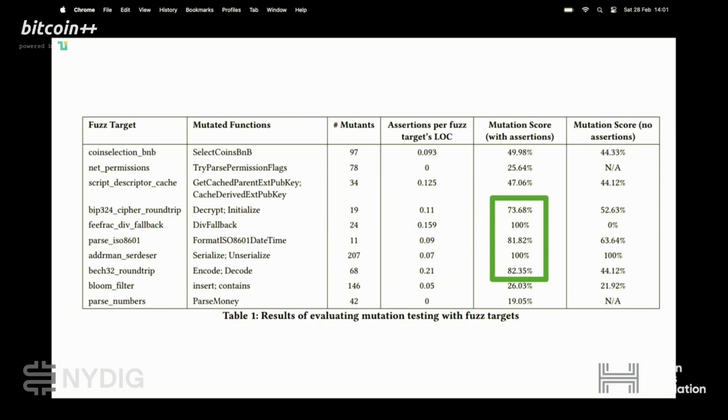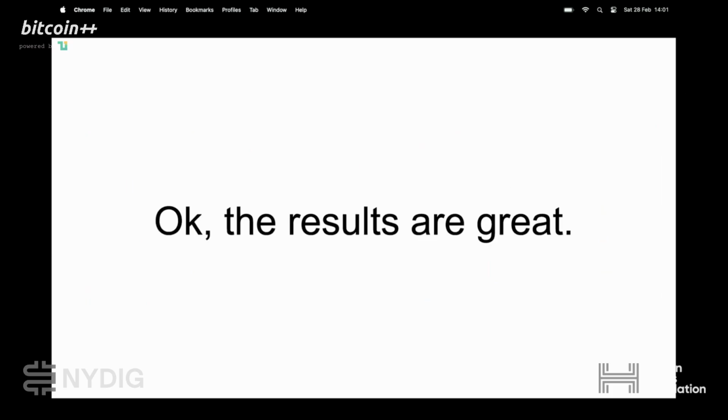So for example, we have 81% and then 63, 82%, but removing the asserts drops to 44%. Okay, the results are great, so this is cool.